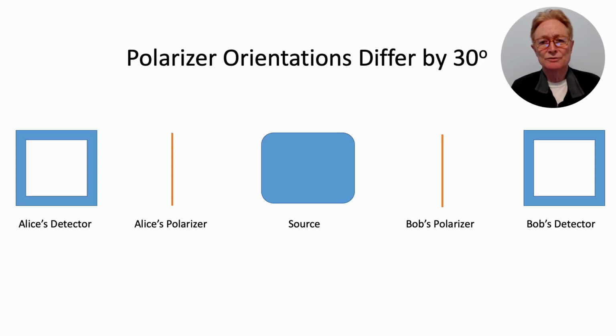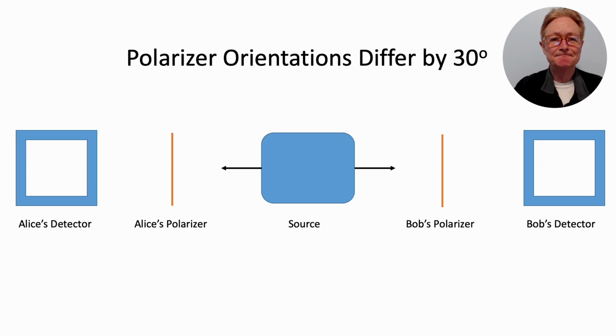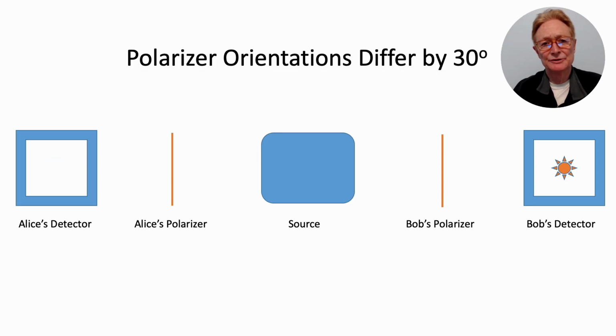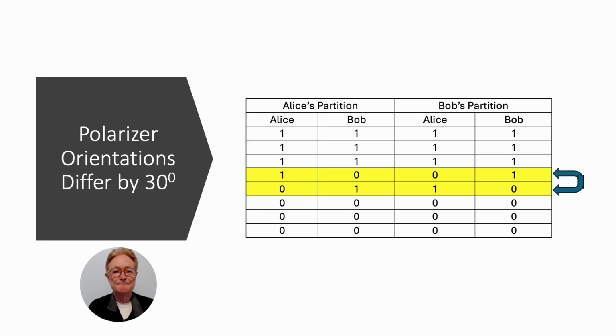Now suppose their polarizer orientations differ by 30 degrees. What do we see in this case? Photons emitted, both detectors click. Photons emitted, neither detector clicks. Photons emitted, Alice's detector clicks and Bob's doesn't. Photons emitted, and Bob's detector clicks and Alice's doesn't. In other words, we see all four possible outcomes. Alice 1, Bob 0. Alice 1, Bob 1. Alice 0, Bob 1. Alice 0, Bob 0.